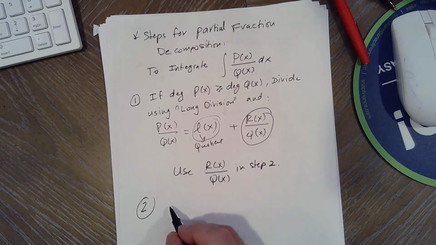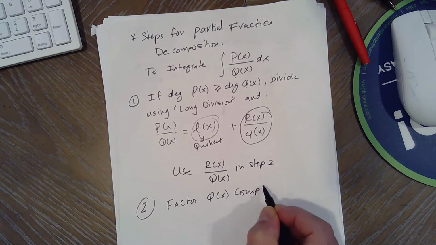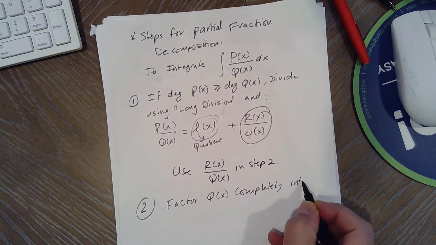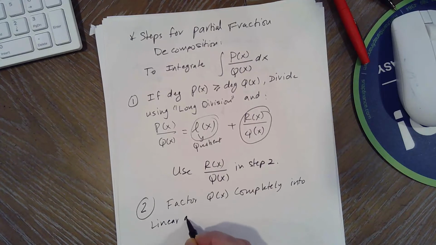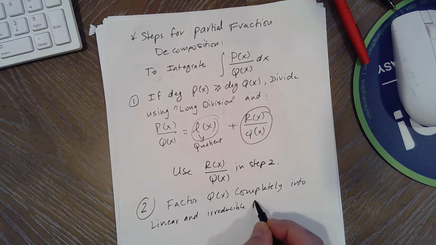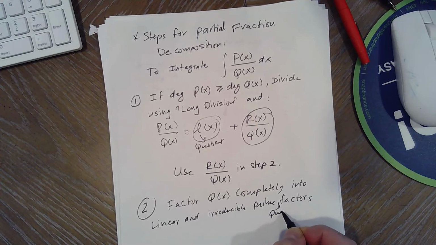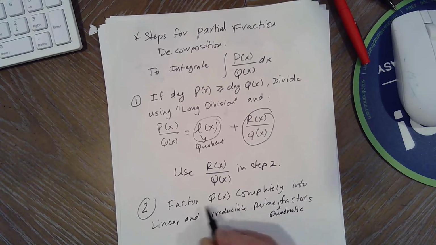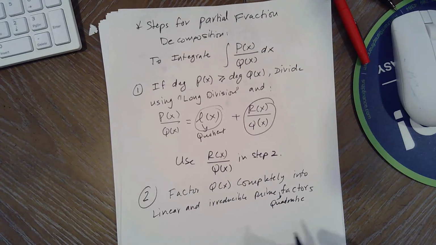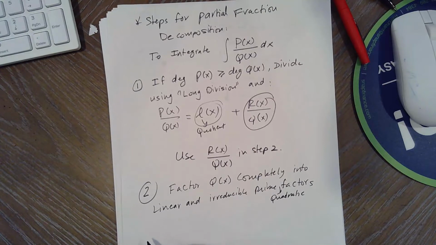So, factor q of x. We factor the denominator q of x completely into linear and irreducible prime quadratic factors. So we factor the polynomial at the bottom into linear factors, like ax plus b, and quadratic factors, ax squared plus bx plus c, as long as the quadratic doesn't factor anymore. If the quadratic factors, then you factor it into linear factors.